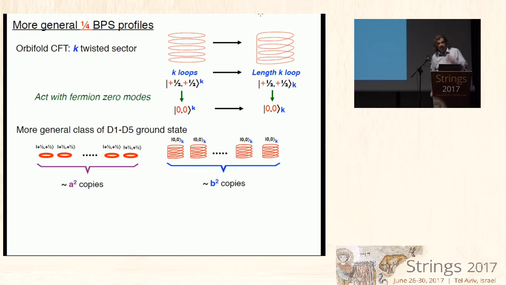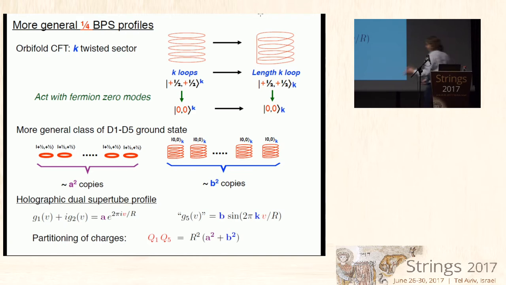Within the D1, D5 system, there's an interesting class of states you can consider, which is essentially an arbitrary mixture of the original states and these new states, and those are what I'm going to focus on for the purpose of this talk. There's going to be a parameter A and B that tells you roughly how many of each of these things you've got.